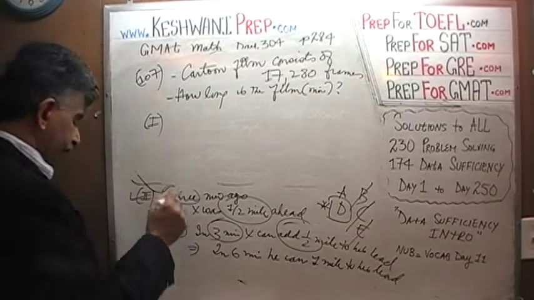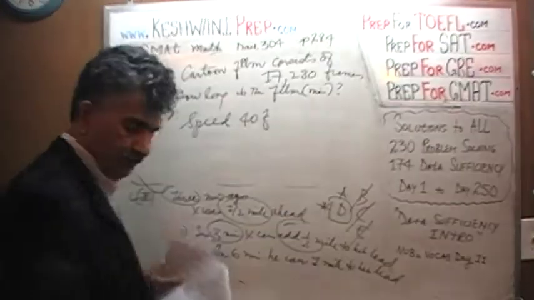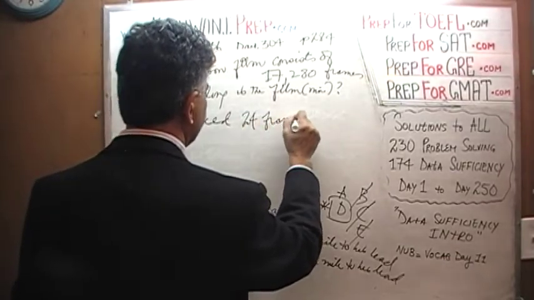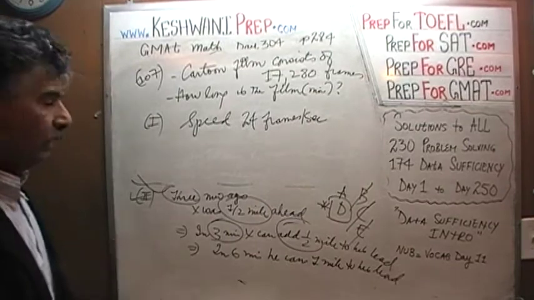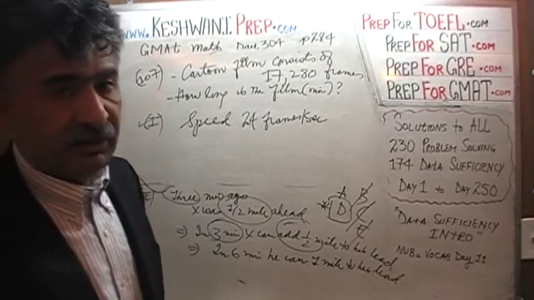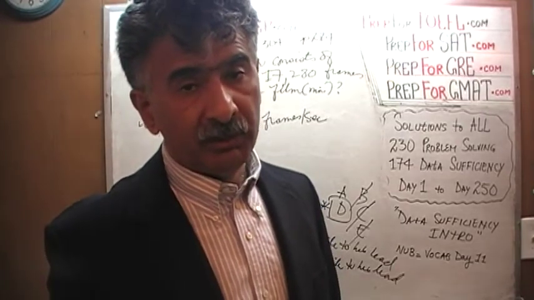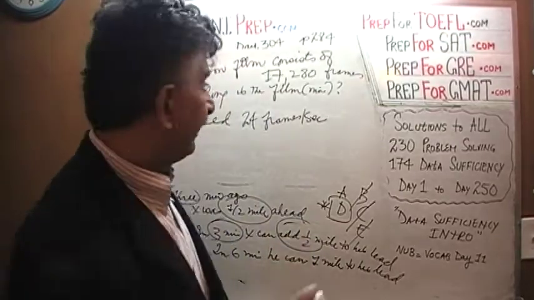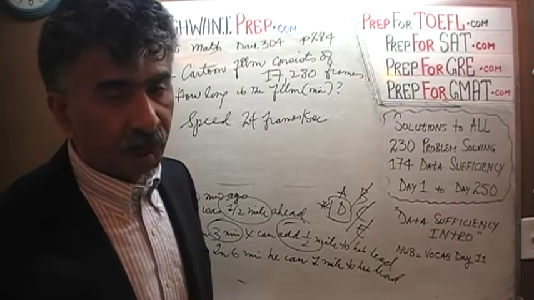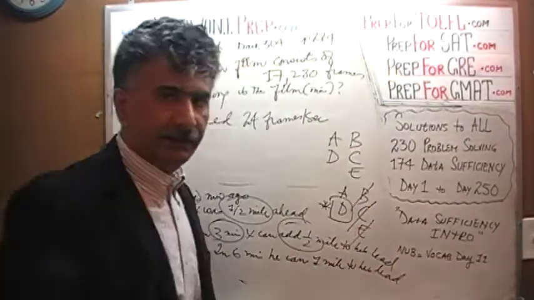In statement 1, they tell us that the speed is 24 frames, not 40, but 24 frames per second. As we should be able to see right away, this information is quite sufficient. They just gave us the speed. It takes 1 second to run 24 frames. So we can figure out how many seconds it will take to run this many frames. Just divide 17,280 by 24, and that will give us how many seconds it takes, and then we convert it to minutes. The first statement does the job quite nicely. A, D, B, C, E.